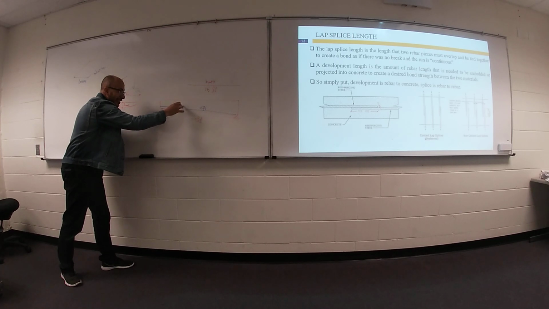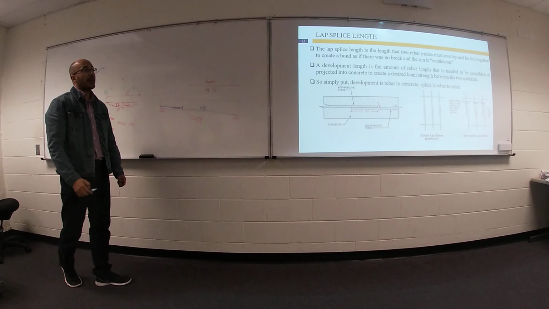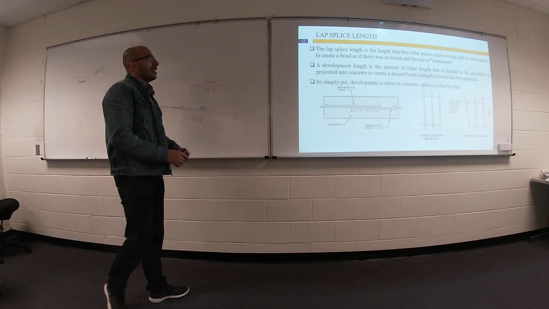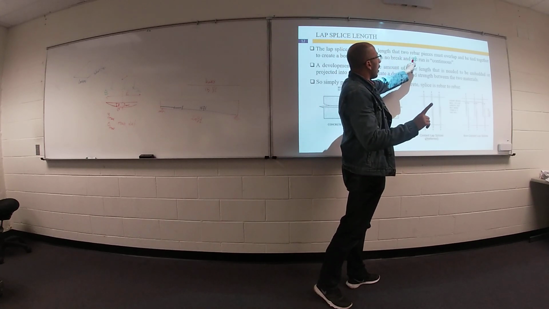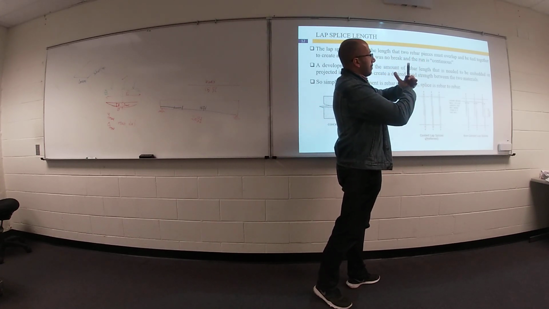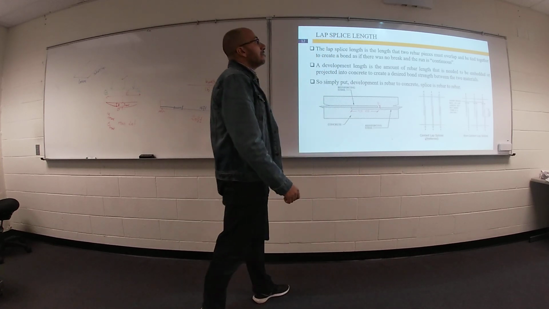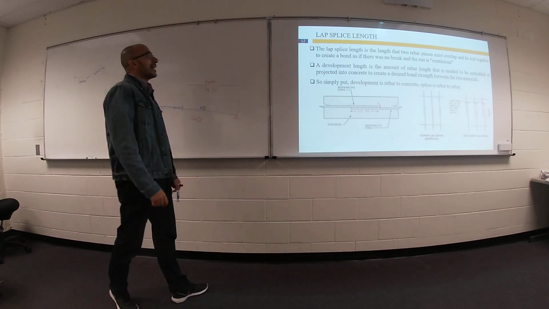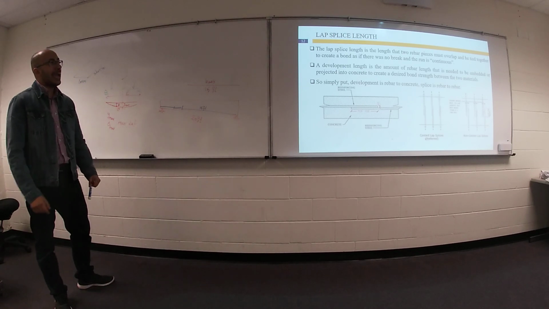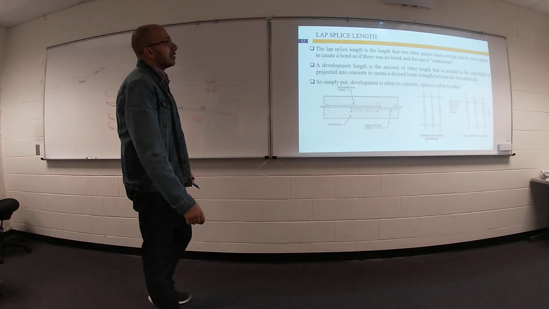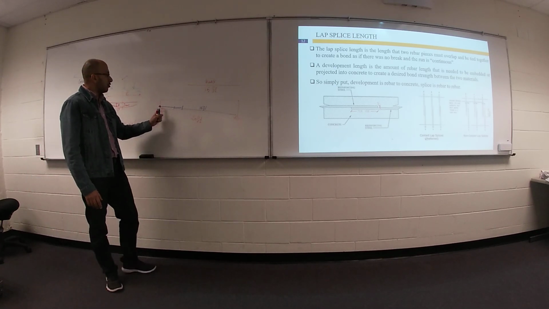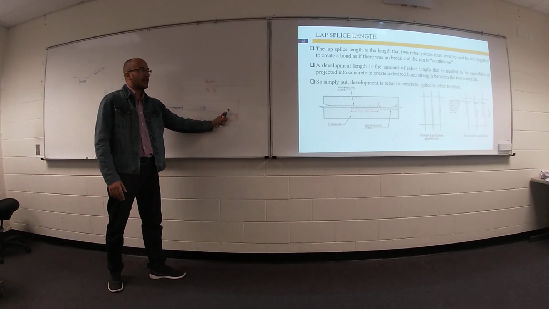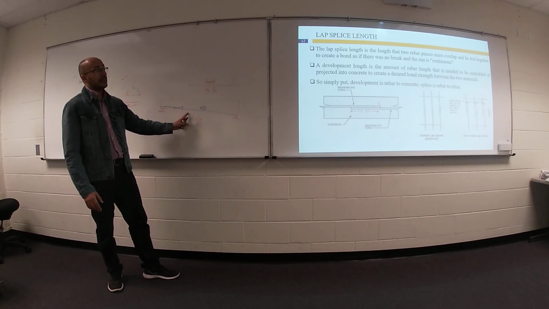This length between this bar and this bar is called splice length. So the lap splice length is the length that two rebar must overlap and be tied together to create a bond, and if there was no break at this location, you can assume this bar is one bar from here to here. So you need to add splice.